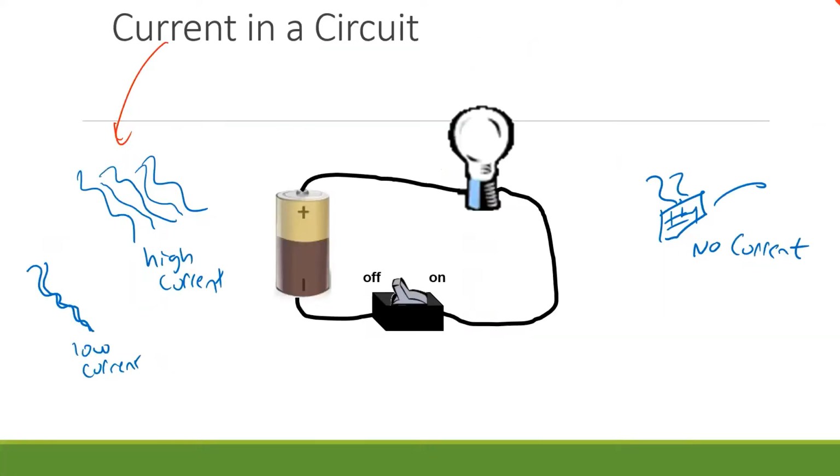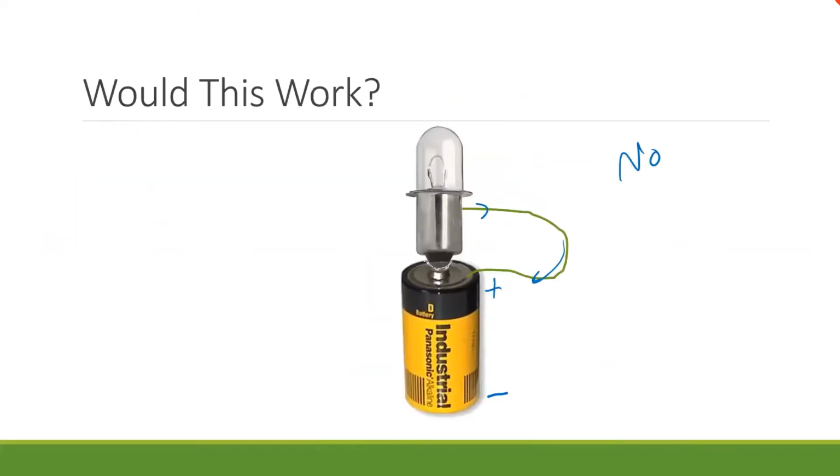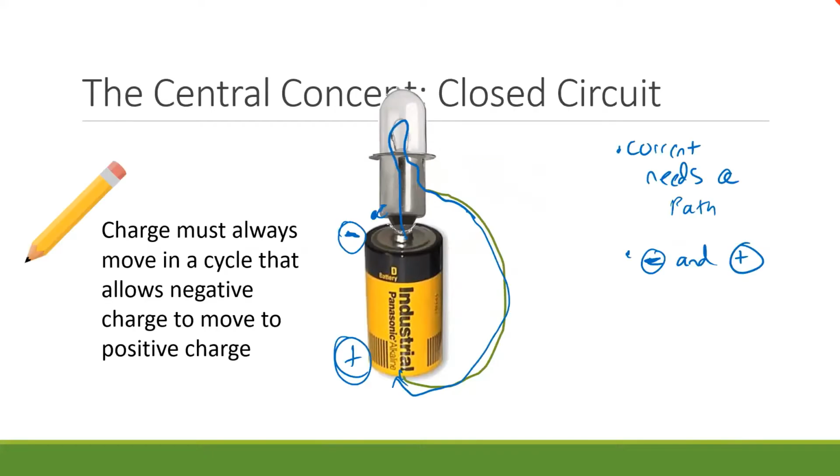Current is the movement of charge. You need to have a circuit in order for current to move. Otherwise, it's like trying to rush against a blocked wall. So here's the circuit which allows it to move. You also need to have a negative to positive. You can't just make current go from negative to negative.